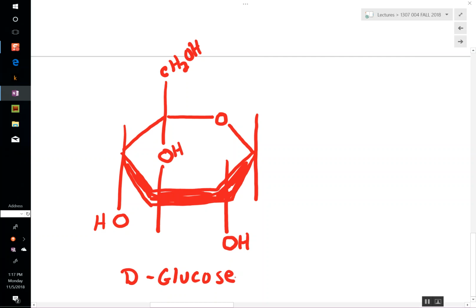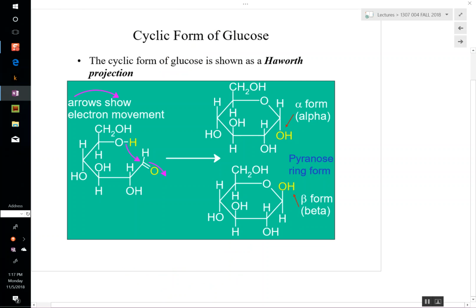With it drawn like this, depending upon where this carbonyl was oriented when this OH added across here, this is carbon number 1. So when this hydrogen came onto here and this oxygen came onto that carbon, depending upon how that aldehyde was oriented, you could get the OH ending above the ring or below the ring. Above the ring is beta D-glucose and below the ring is alpha.